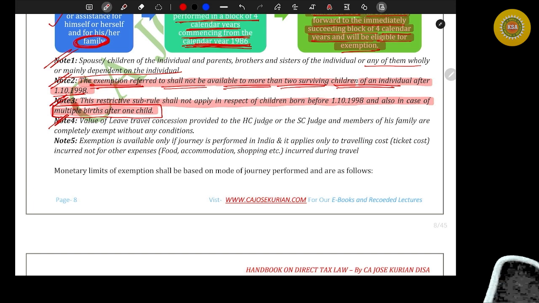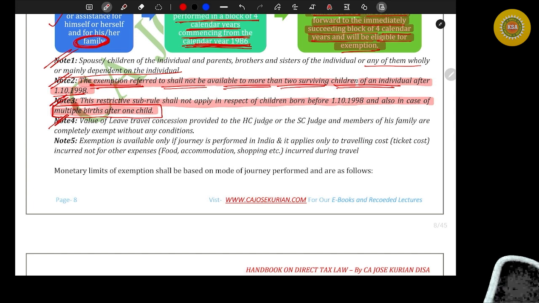If you are giving any leave travel concession to High Court or Supreme Court judges, that is fully exempted without any condition. If High Court judges have 10 children, take everyone. No problem, absolutely no restriction. It is a privilege given to the High Court and Supreme Court judges that they don't have any restriction on the number of children. So, not number 5.